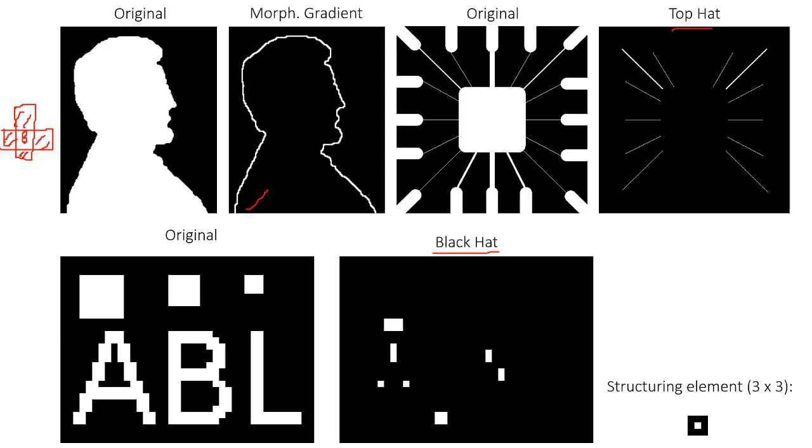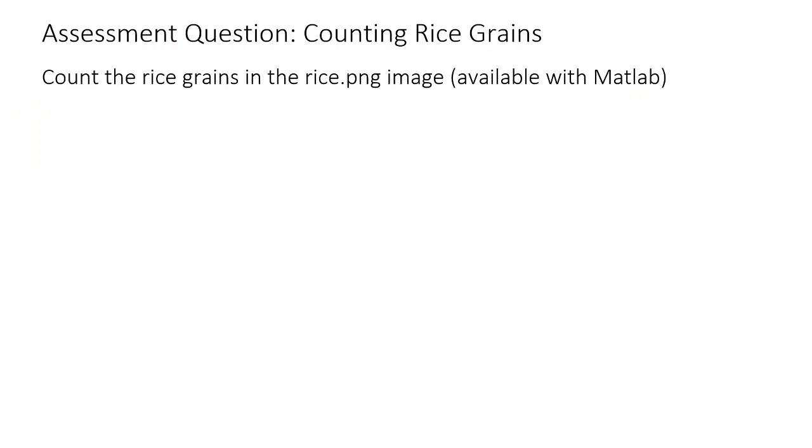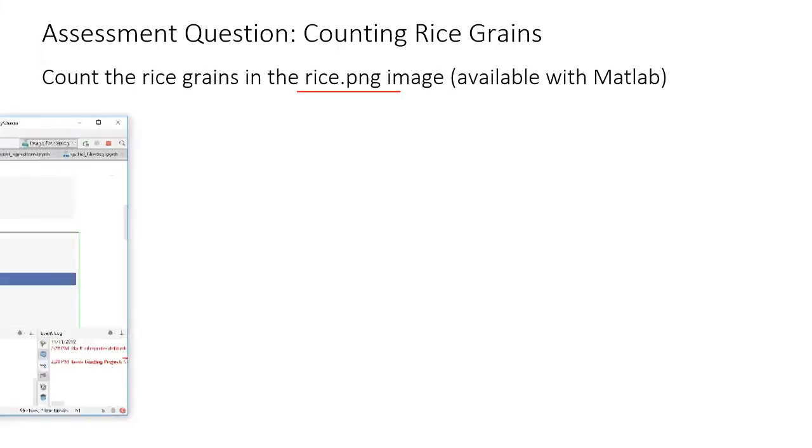As an assessment, what you can do is, in MATLAB there is an image called rice.png. It has rice grains. You can see an example in MATLAB called BW Morphological Operations. They have done many things like rice grain counting. You can try to do that in Python, and it will be a nice exercise.